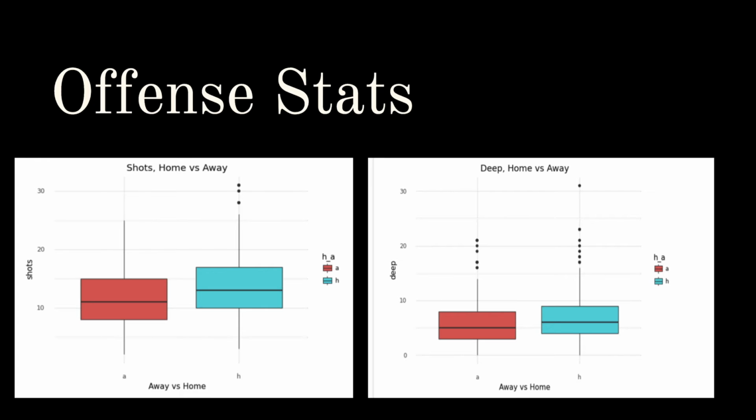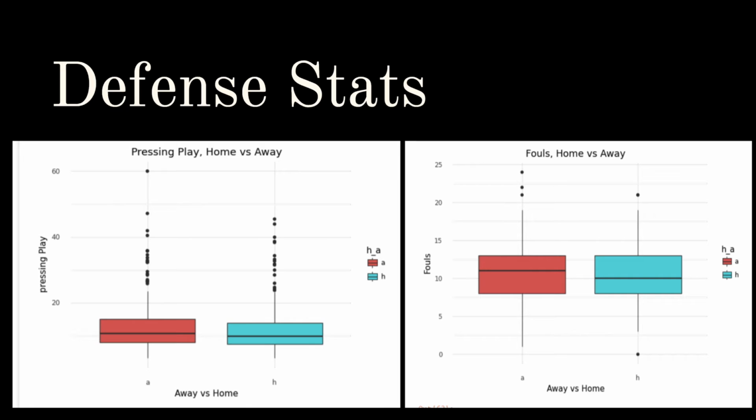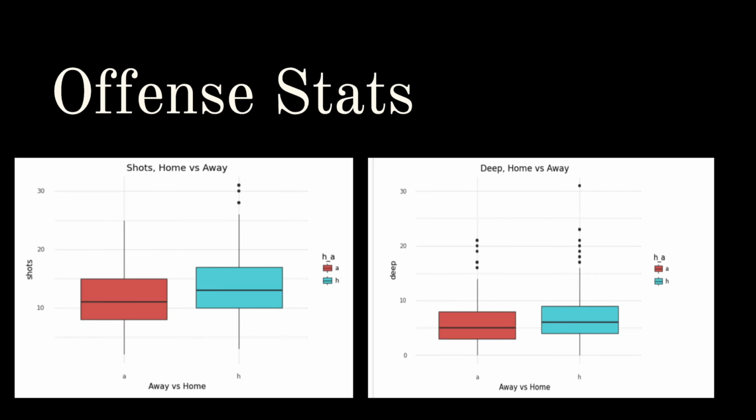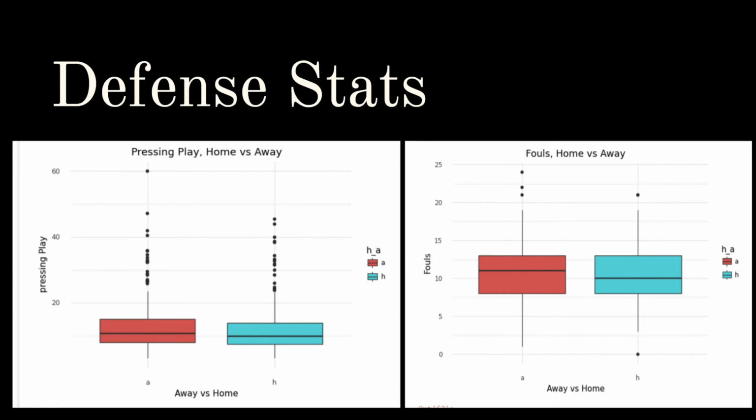Offensive stats was an important thing here. Deep, the time they spent on offense, and shots was higher on average for home teams versus away teams, which is good. You want to spend more time on offense, so it kind of furthers that point that home teams have an advantage. This is furthered by the defensive stats, which are higher for away teams. The pressing play and the fouls, which are usually on defense, were higher for away teams, pretty similarly to the advantage that the home teams had on offense. So that makes sense. They're pretty inverse.